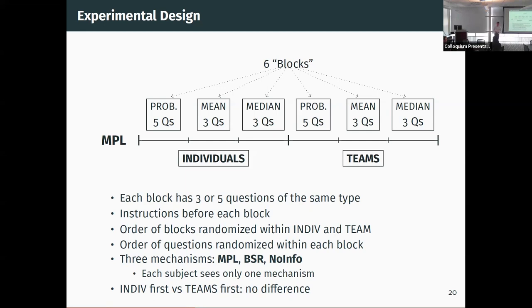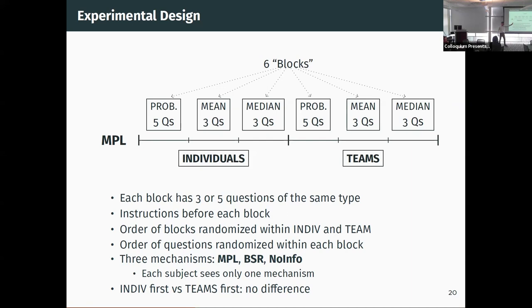When we run online experiments, we tend to do a lot more screening and comprehension checks, but here less so. So you have these blocks of questions. The order of the blocks is randomized. The order of the questions is randomized within the block, and so on and so forth. As a subject, you'll only encounter one mechanism. So if you have the MPL, you'll encounter the MPL all the way through. If you have the BQSR, that'll be all the way through. Okay, so a subject doesn't see different mechanisms.